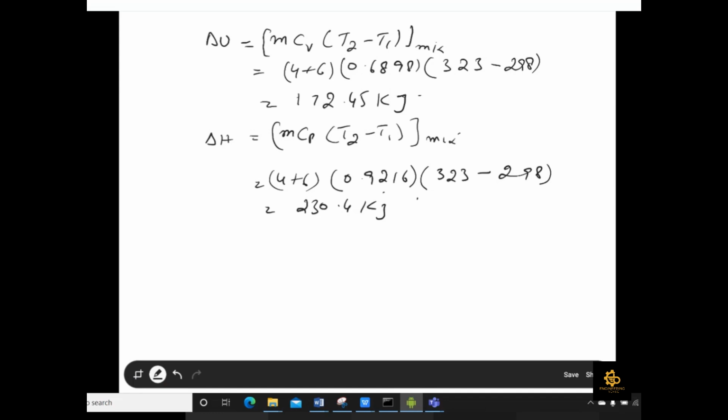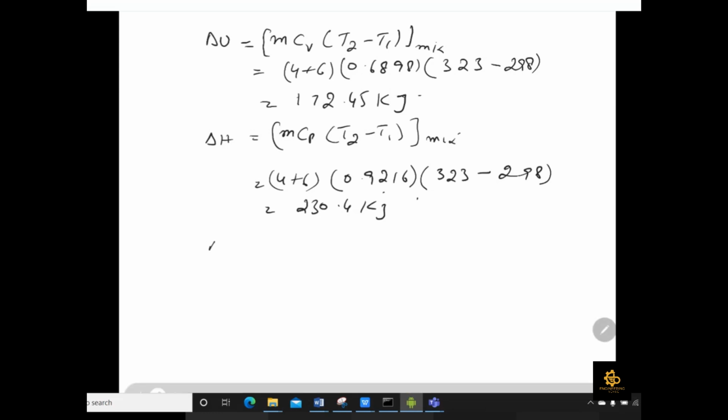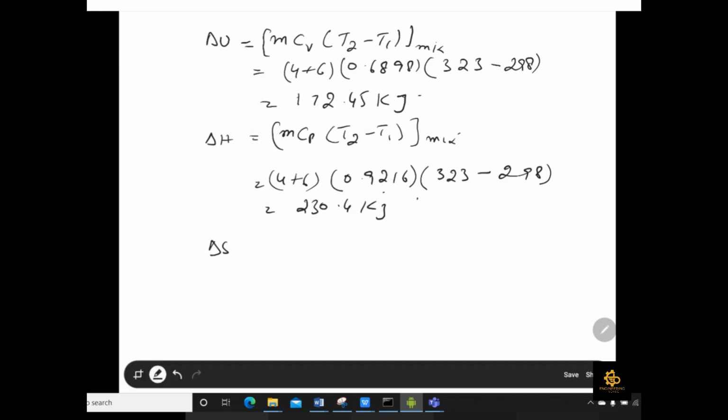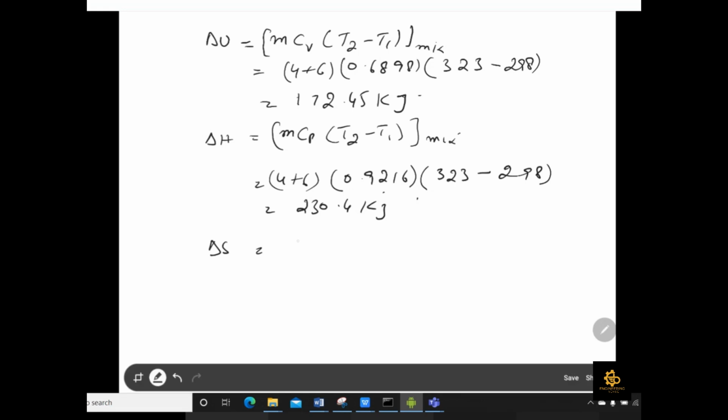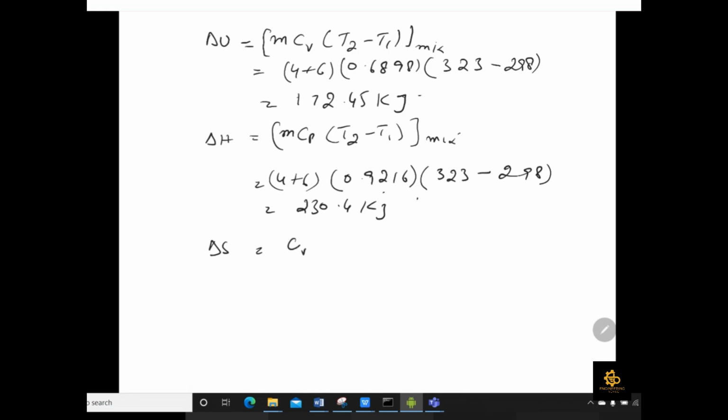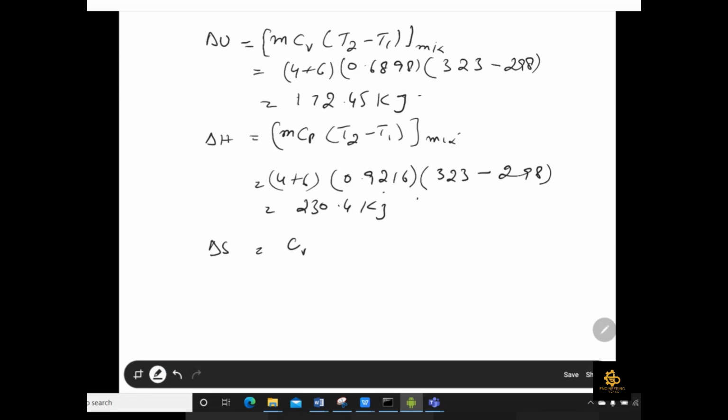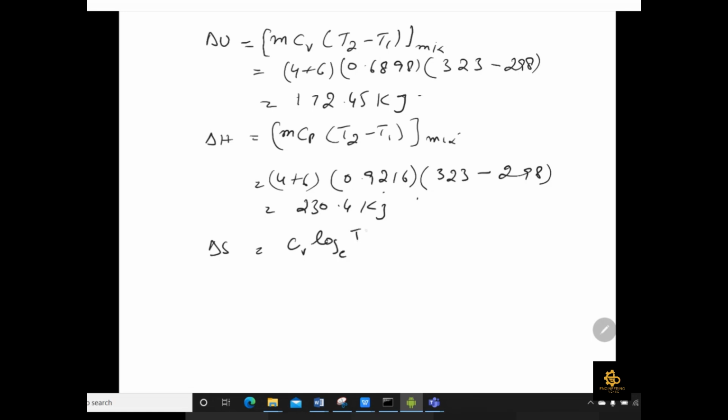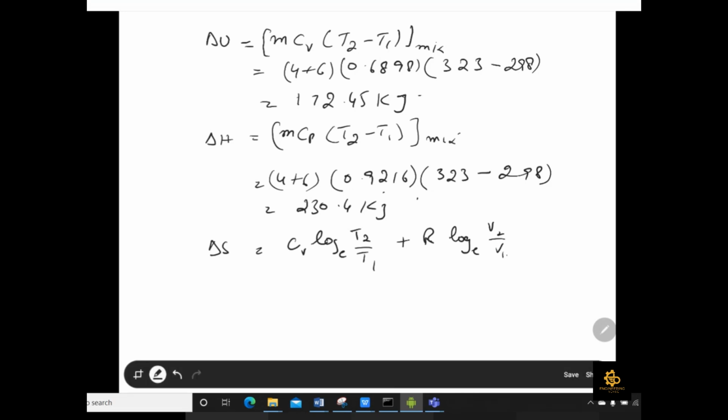So now the next thing which is required is to find the change in entropy. So delta S, which we can write in the form we know from the previous chapter, from the gas power cycle as well, and from thermodynamics: Cv log of T2 over T1 plus the gas constant R log of V2 over V1. So this relation we already saw in chapter number 7 as well, when we were talking about the gas power cycle.